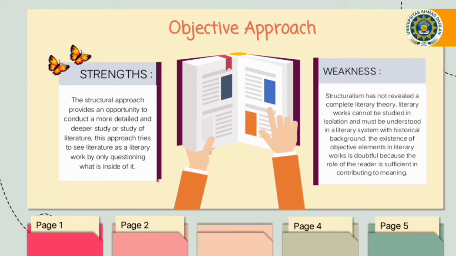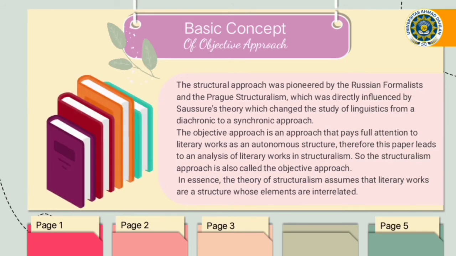For the weaknesses, literary works cannot be studied in isolation and must be understood in a literary system with historical background. So the existence of objective elements in literary work is doubtful because the role of the reader is sufficient in contributing to meaning. And for the next slide is about basic concepts of objective approach.